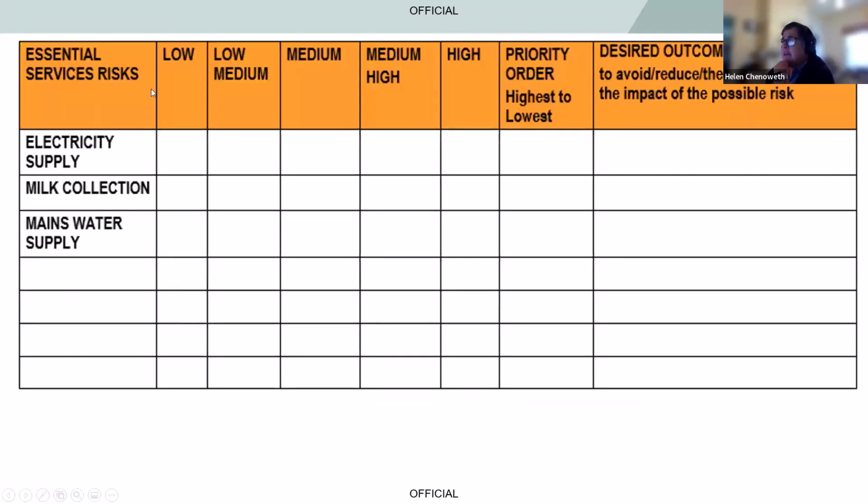Essential services, things like electricity supply for our dairy farmers, milk collection, mains water, all sort of aspects that could be affected down the track in terms of possibly climate effects as well.